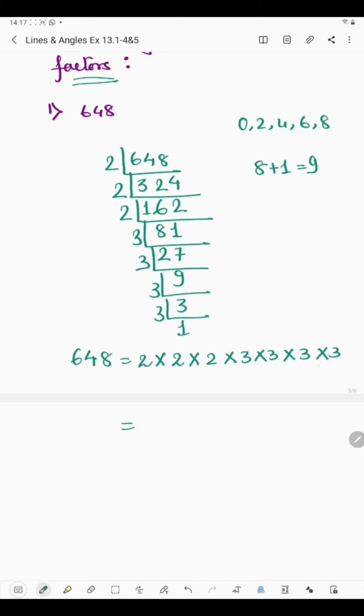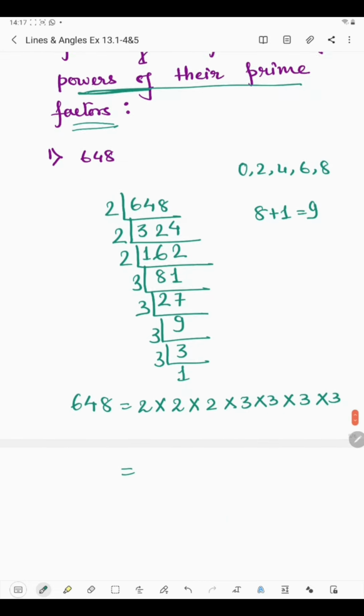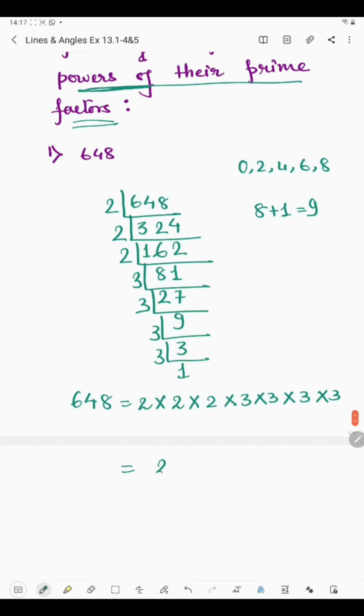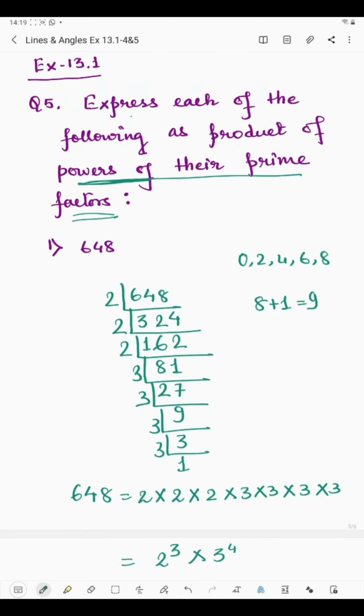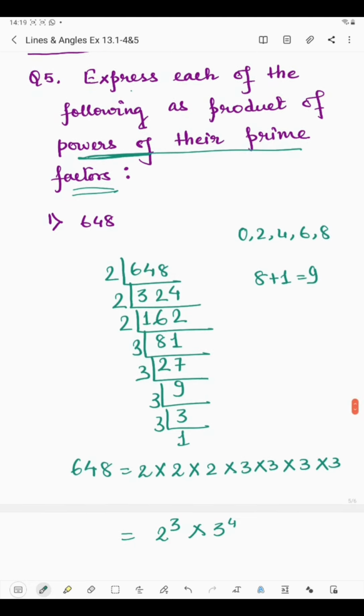So this we have written in product form, but we have to write in the form of powers. So here as 2 appeared 3 times, 2 is raised to the power 3 and 3 appeared 4 times, so 3 is raised to the power 4. So at first we have got the prime factors of 648, and after finding the prime factorization we will have to write the powers of their prime factors.